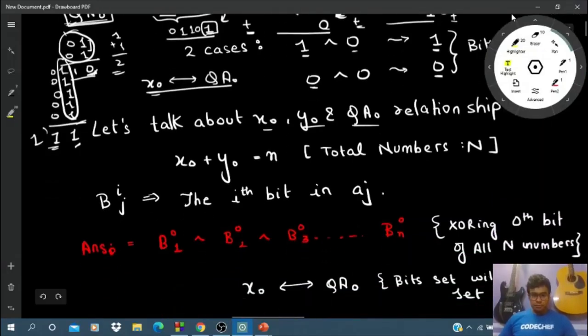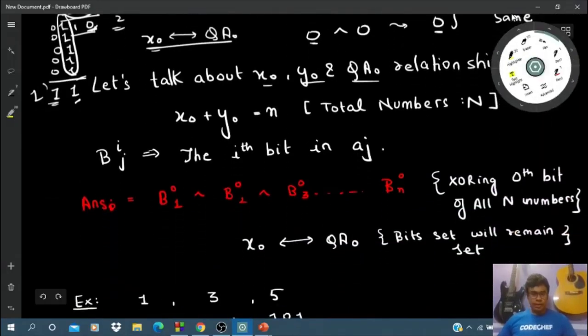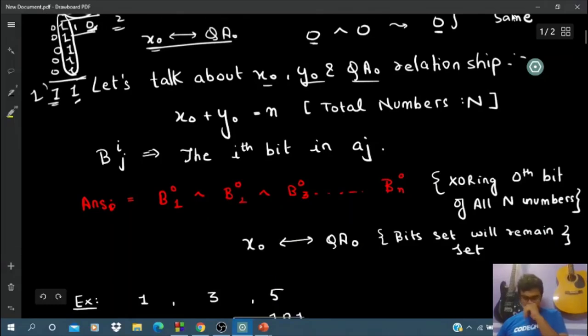So let's move down. Let's write it a bit mathematically. Let's talk about the relation between x0, y0 and qa of 0. So x0 plus y0 equals n, because the total number of numbers that we're talking about is n. Either the bit in the 0th place will be set or it will not be set. In either case, the sum of these values will be n because they're exhaustive.